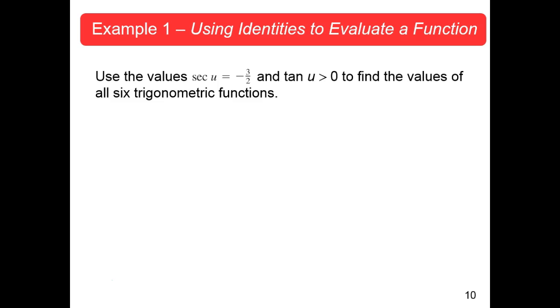Now, what does that tell you? If tangent is positive, that tells you you're either where? First or third. Okay? So if secant u being negative tells you you've got to be either in the second or third quadrant, and tangent being positive tells you you're either in first or third, guess where you are? Third, because both of those fit. Okay, so you're in the third quadrant, and it says to find the values of all 6 trigonometric functions.